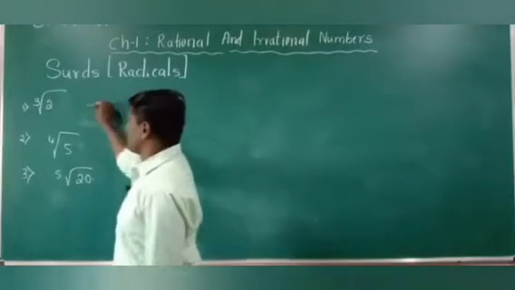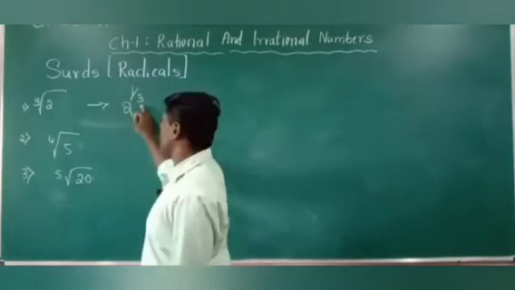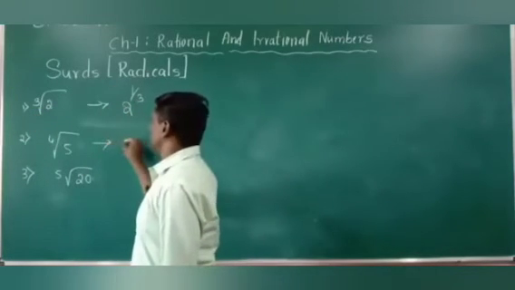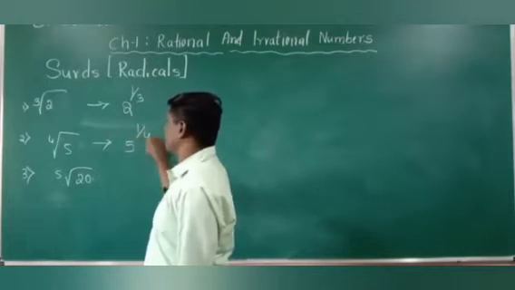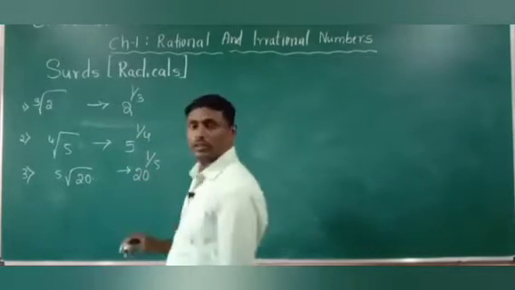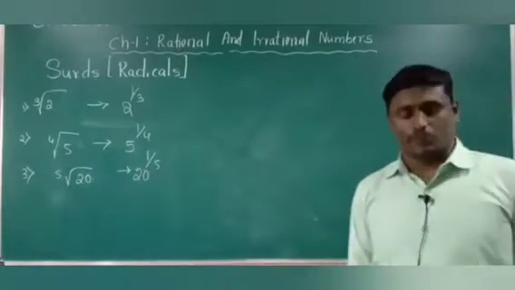How can you express this one? 2 raised to the power 1 by 3. Cube root means 1 by 3. Okay, next one, 5 raised to the power 1 by 4, fourth root. Next one, 20 raised to the power 1 by 5. Like this, you can express the following radicals in the form of exponential forms.